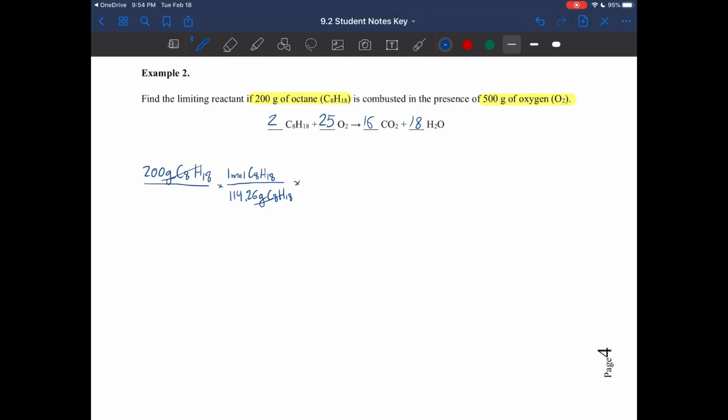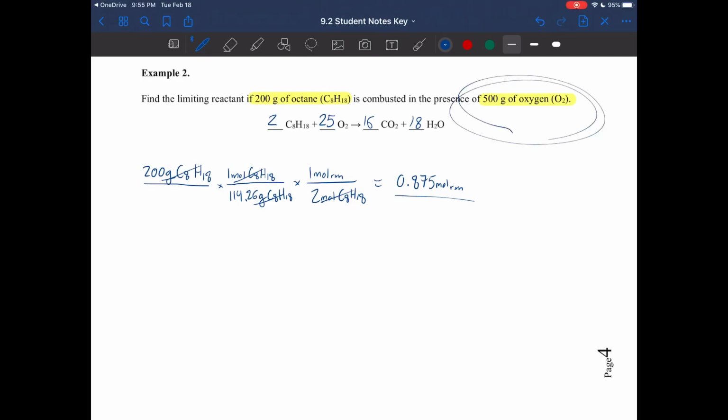We have to figure out how many reactions happened. So it looks like the coefficient for C8H18 is 2, so we're going to say 2 moles of C8H18 were used up in every 1 mole of reaction that happened here. Those cancel, and we've got to calculate this. So in a calculator, I would do 200 divided by 114.26 divided by 2 to get 0.875 moles of reactions or so that happen here.